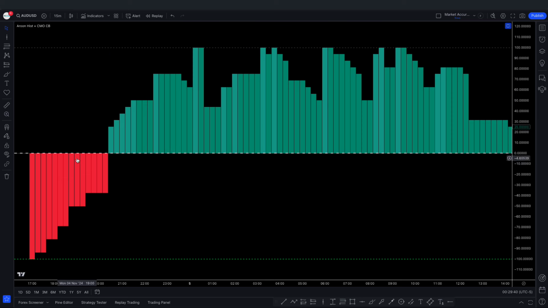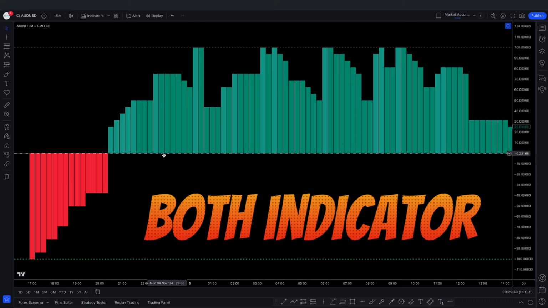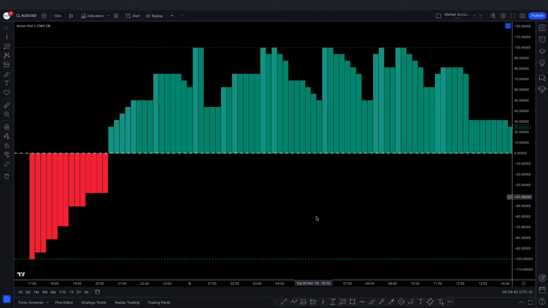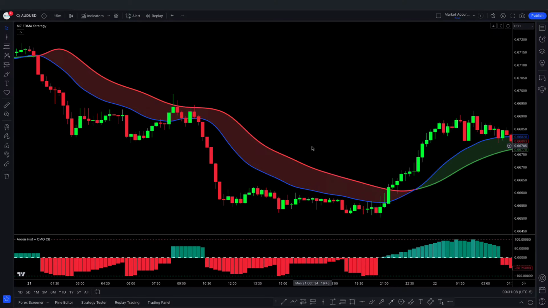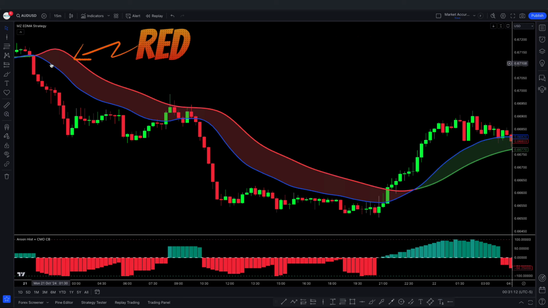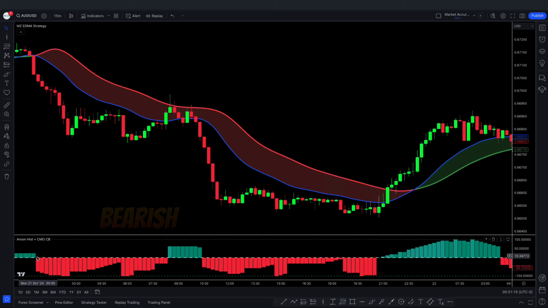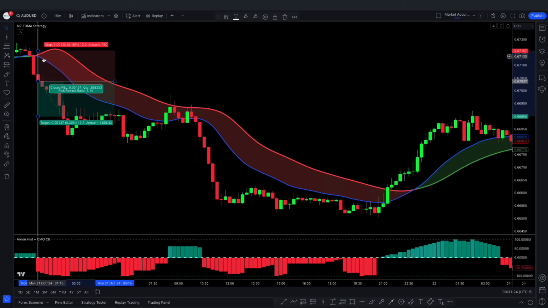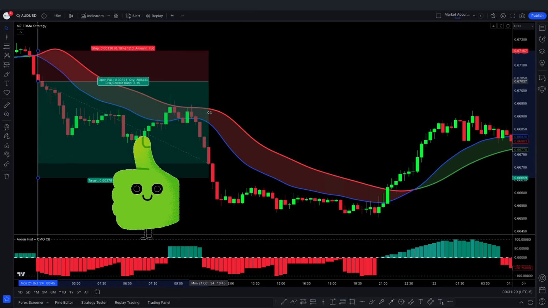Now I'm going to show you a couple of examples with both indicators on the chart, and that is when things are going to get clear. First look at the both EDMA scalping indicator lines crossing each other, and the color of the EDMA line turns red. Now if we look at the second indicator, the plot makes a bearish column below the zero level. If this condition is fulfilled, then we will place a sell order. And you can see this trade is profitable.